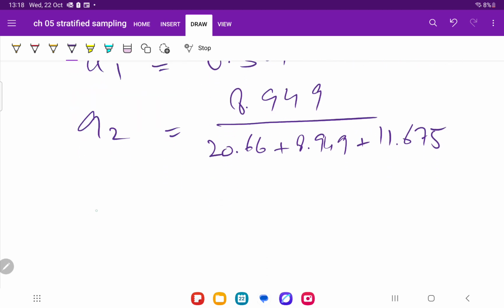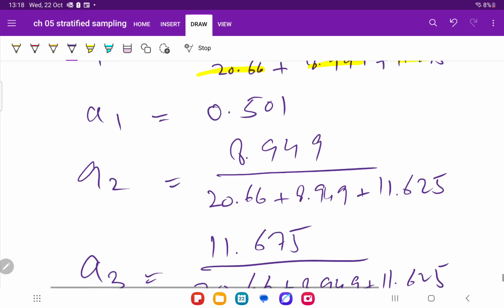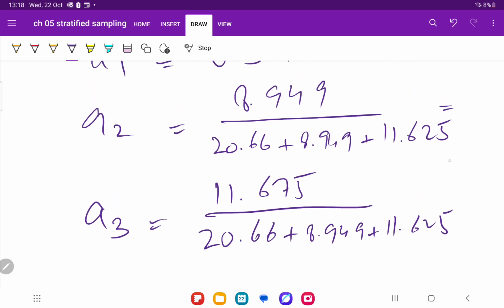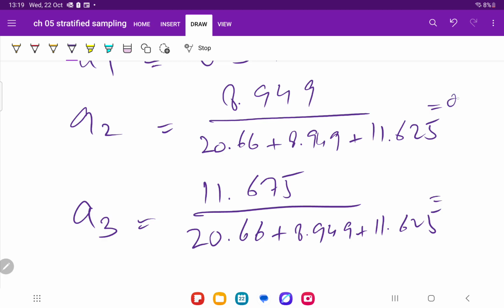Okay, and for A3, what should be the numerator? 11.625, which is the last number, divided by the total again, 11.625. So you will be getting the proportions here, A1, A2, A3. So what is A2? 0.217. And what about A3? 0.281. Okay, so that is A1, A2, A3.